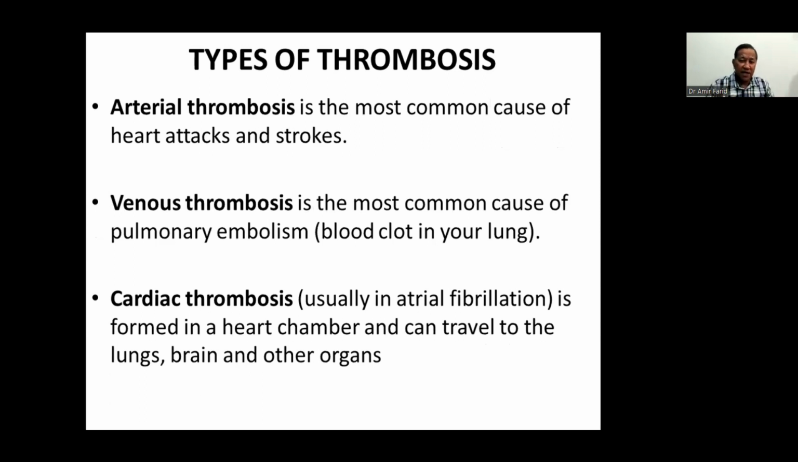So there are three types of thrombosis. You have arterial thrombosis, and this is the most common cause of heart attacks and strokes. And then you have venous thrombosis, the common cause of pulmonary embolism, because it usually arises from the deep vein thrombosis and travels to the lungs.